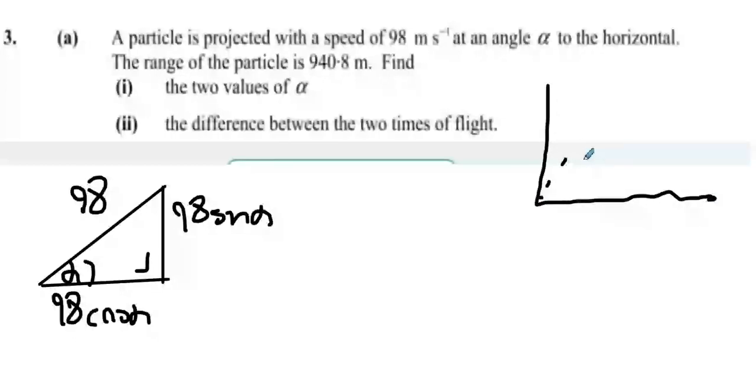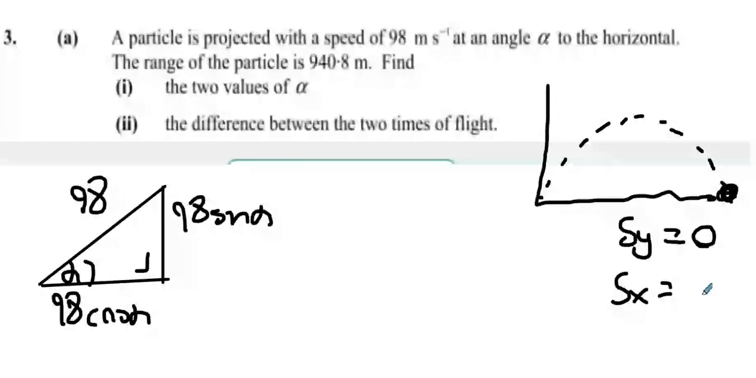It goes up into the air and then falls back down again, doesn't it? Now, what happens here at the bottom? That's your sy equals 0 because you're hitting the ground, aren't you? And you want to find out that sx equals 940.8. Is that okay with you guys?